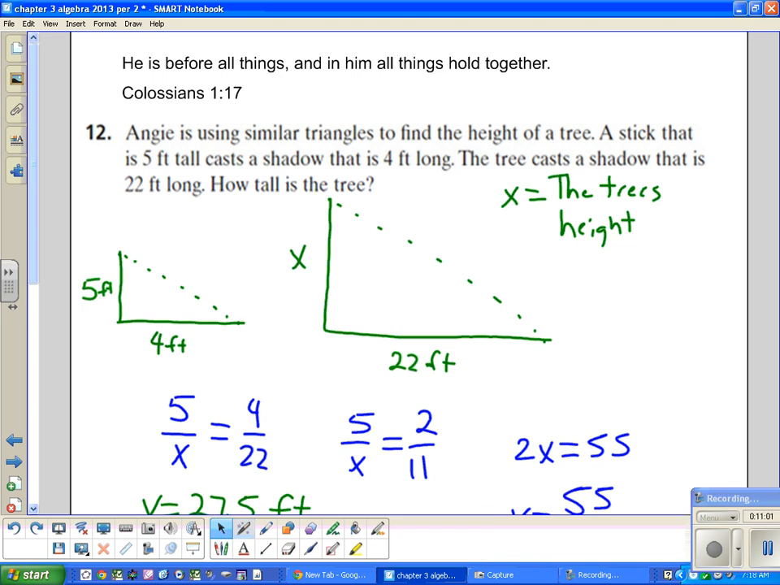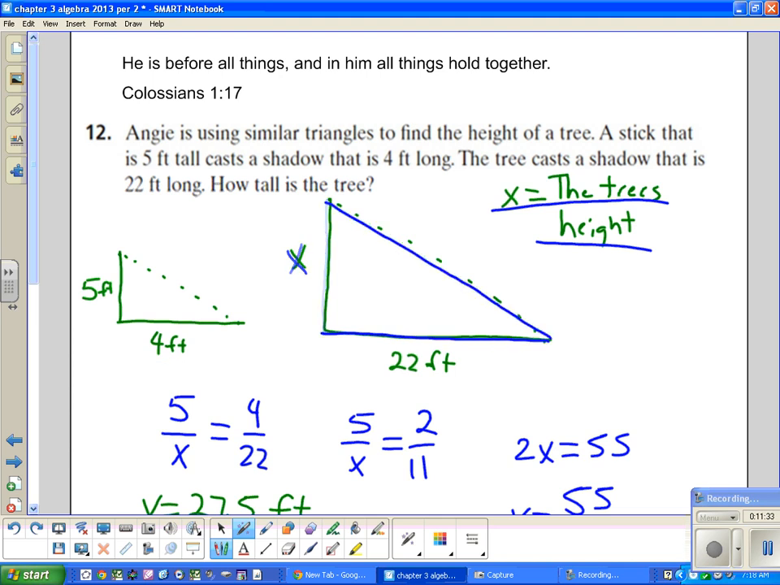It doesn't look like a triangle at first, but what happens is you draw the stick and you draw the shadow. Shadows are on the ground. And then you make a triangle out of it by connecting the top of the stick to the end of the shadow. They tell you the stick's 5 feet long and it casts a 4-foot shadow. Again, we don't know what the tree's height is. We're going to define the tree's height as x. We do know it casts a shadow, and it makes a triangle.